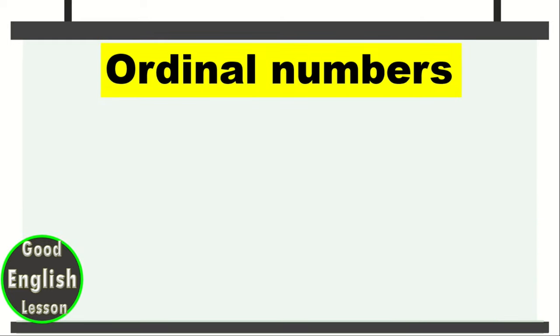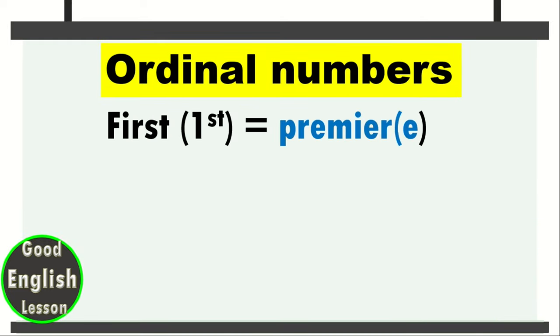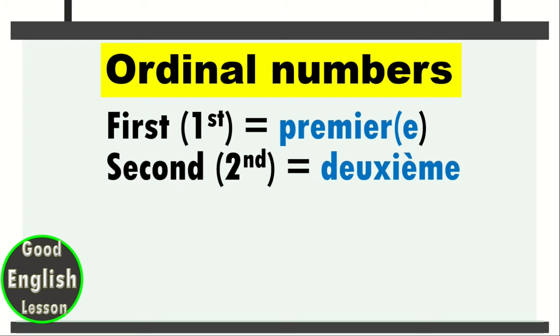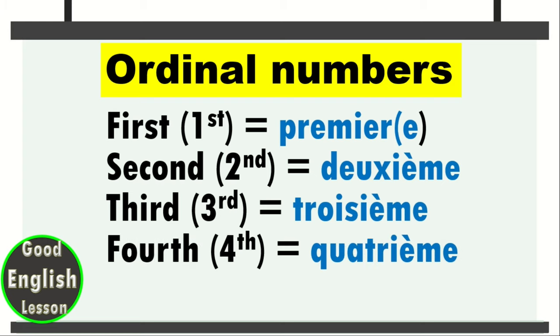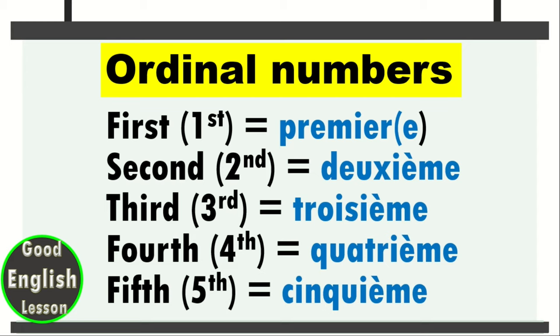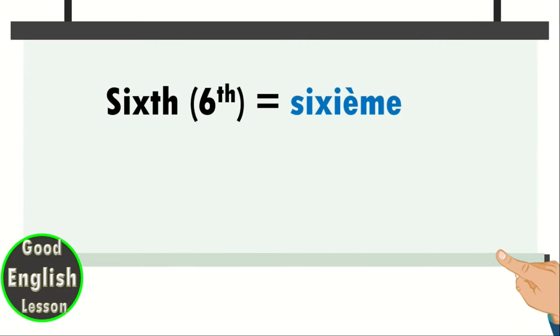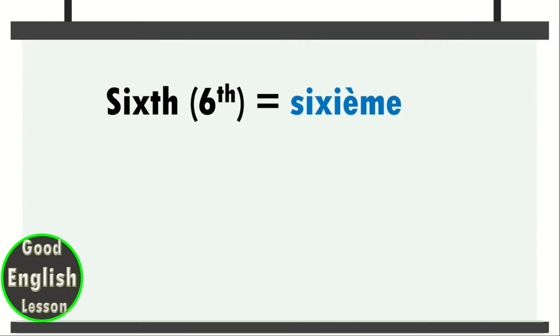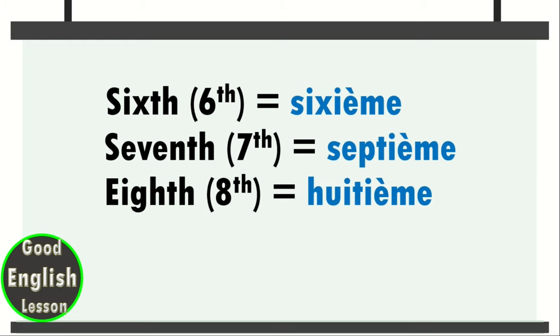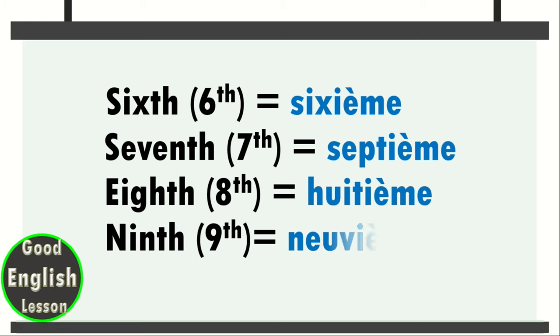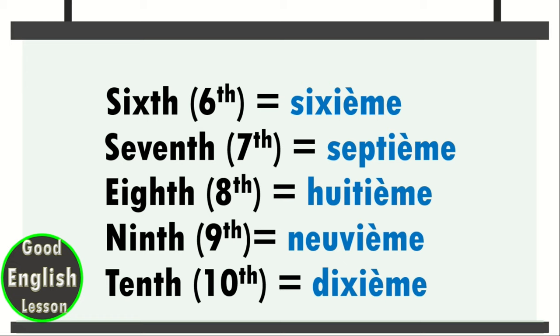Ordinal numbers. First, second, third, fourth, fifth, sixth, seventh, eighth, ninth, tenth.